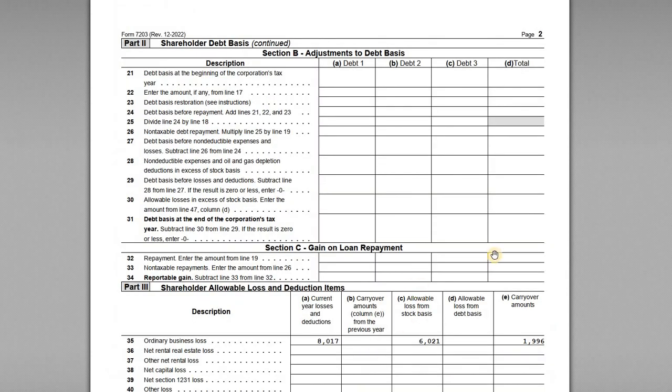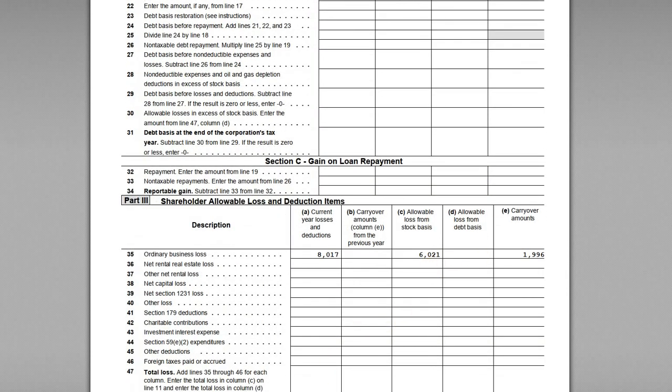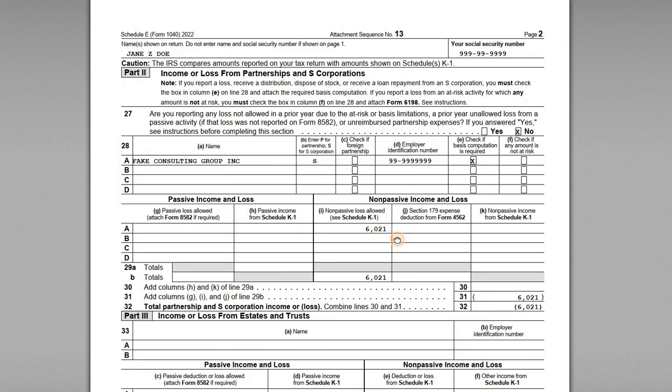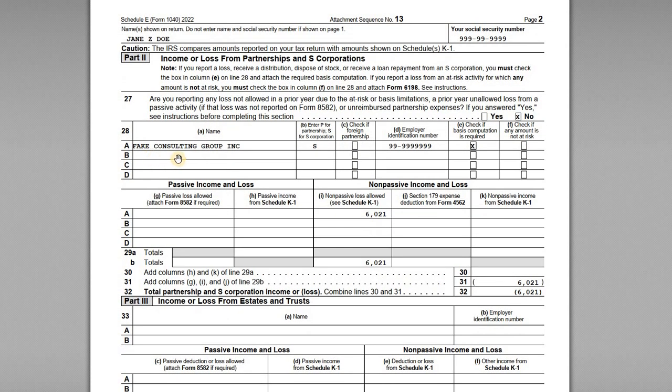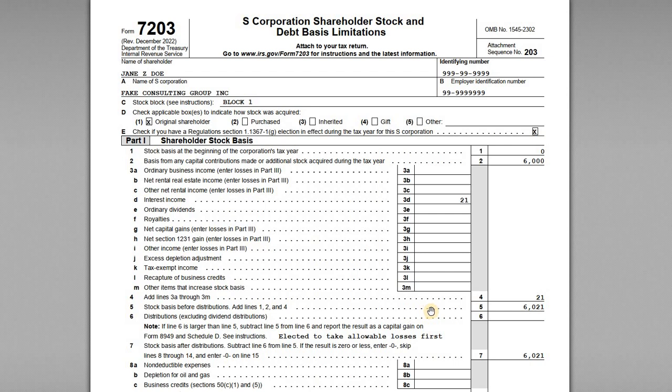So the $6,021, the loss that was allowable, notice how that updates our Schedule E. On Schedule E now, we have the same K-1 from the consulting group, but notice here in non-passive income or loss, we have a non-passive loss that's being allowed for $6,021 because we do have basis now to claim at least some of the losses. All right. So I hope this was helpful.